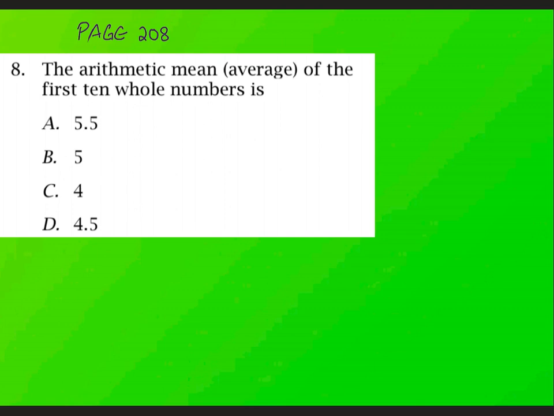Now we have to find the average of the first 10 whole numbers. Now first 10 whole numbers are basically 0, 1 all the way to 9. The first whole number we have is 0, right? The first natural number we have is 1. Natural numbers start at 1, but whole numbers start at 0.